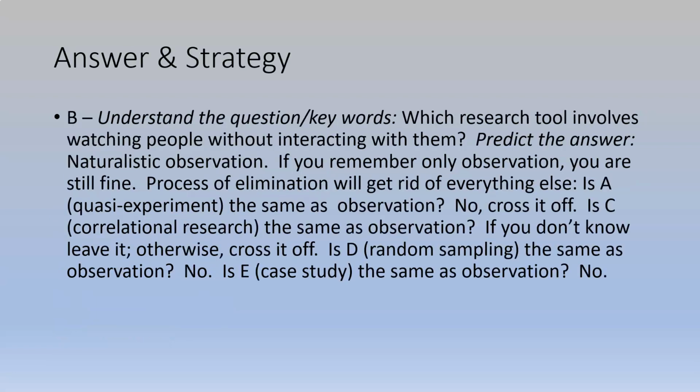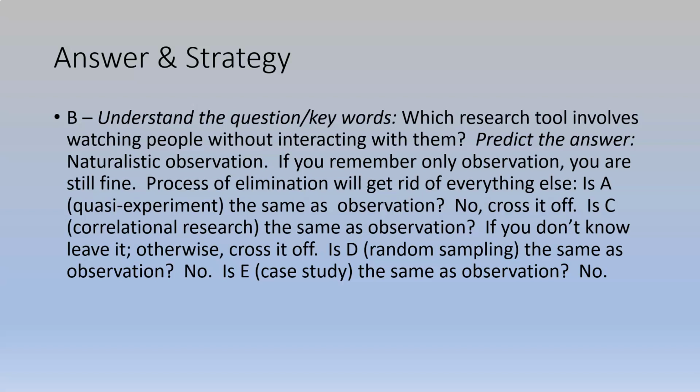All right, so the answer is B, right? And then when we're looking to understand the question or keywords, which research tool involves watching people without interacting with them? Because that's what the psychologist is doing. And that's one of those things where what you're really doing is getting at what's the behavior and you're not focusing so much on the specific scenario. And then you want to predict the answer, naturalistic observation, right? Even if you only remember observation, you're still fine because there's an answer that has observation in it. Process of elimination would get rid of everything else.